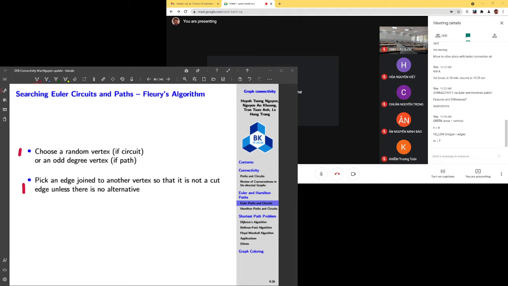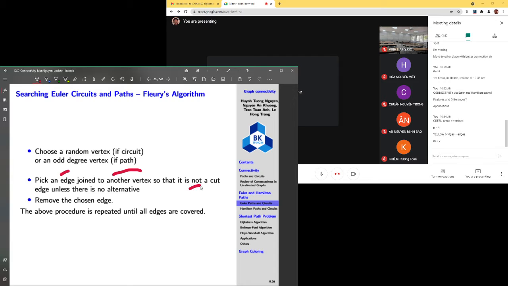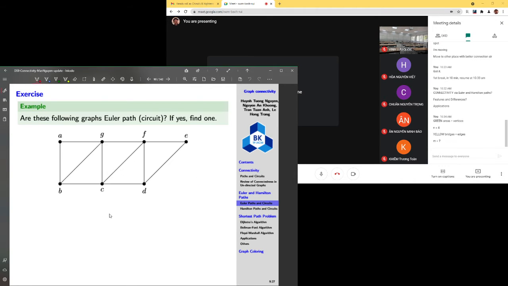About the algorithm to use the theorem to find out all the circuits and paths. Depending on your objective here, if you want to find out all the circuits, then you choose a vertex and you do the second step like this one: find the connection to another vertex that is not a cut edge. Okay, and then you remove that one and you extend the Euler.